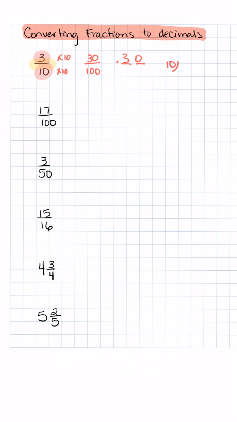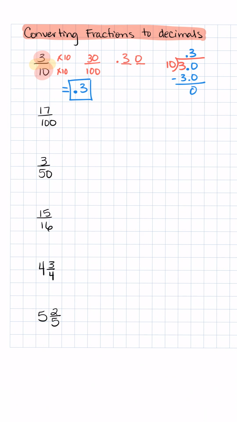So 10 divided into 3. 10 can't go into 3, so we're going to have to add a decimal point and some zeros. 10 can go into 30, 3 times. 3 times 10 is 30. That subtracted out is 0. So therefore 3/10, converting it to a decimal, equals 0.3.